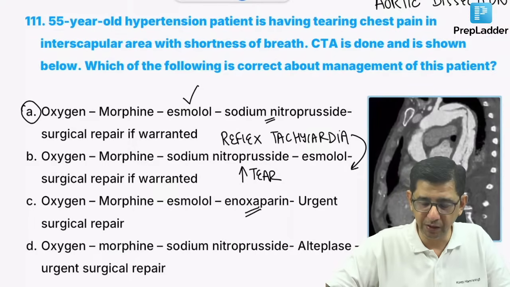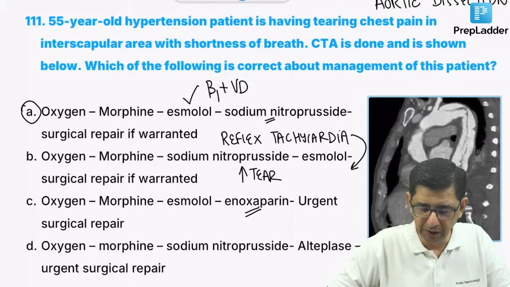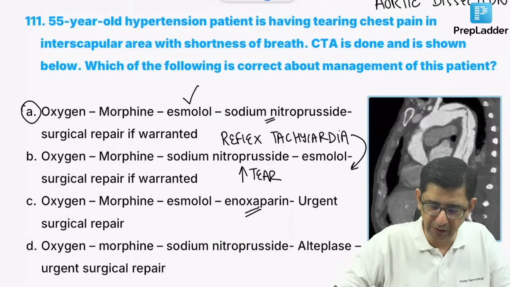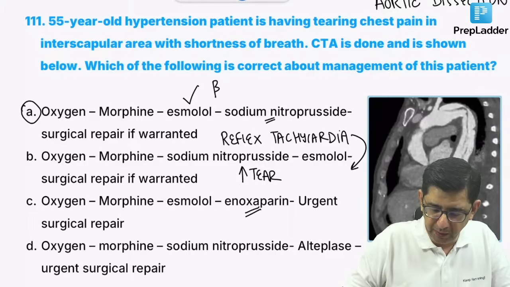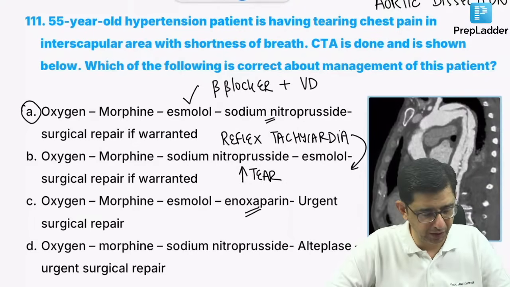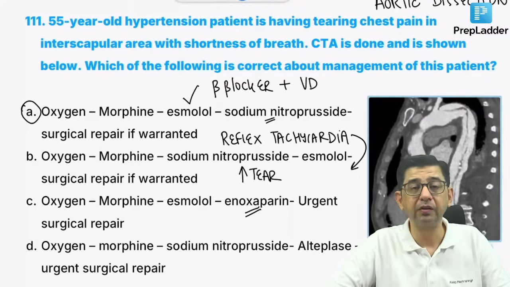So the aspect here is that it is a beta blocker, and then vasodilation is needed. Okay, so I'll just write that carefully. Why I'm highlighting this is because in pheochromocytoma it is alpha plus beta, but in this case it is a beta blocker with a vasodilator.